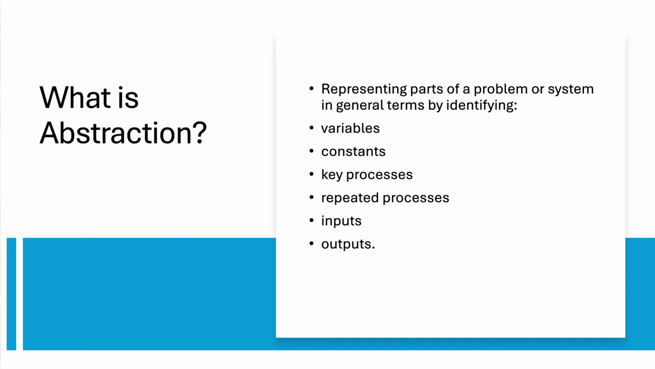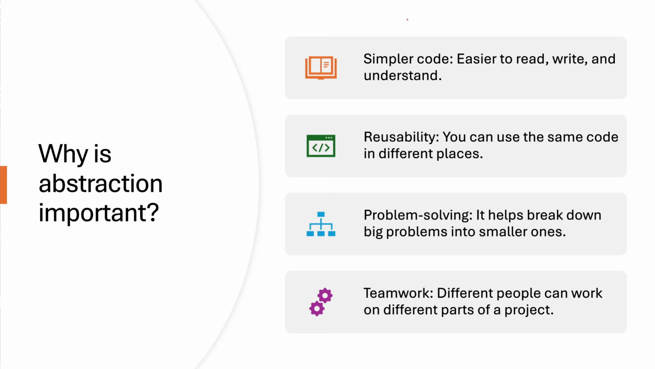Again, representing parts of a problem or system in general terms by identifying variables, constants, key processes, repeated processes, inputs, and outputs. Why is abstraction important? Simpler code, easier to read, write, and understand. Reusability. You can use the same code in different places. Problem solving. It helps break down big problems into smaller ones. Teamwork. Different people can work on different parts of a project.